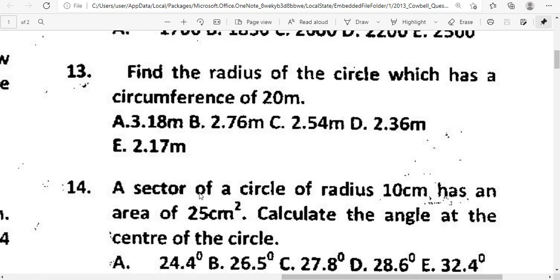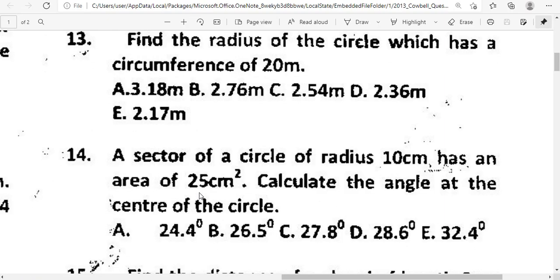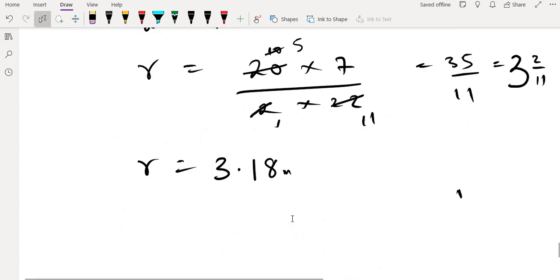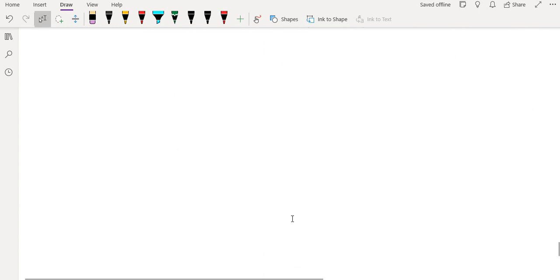Okay, let's run, so run faster. Number 14. Radius 10 centimeters, area of 25 centimeters square. Calculate the angle at the center of the circle. So we're looking at a sector. A sector is the shape of pizza or orange when you cut it. So it's something of this form.